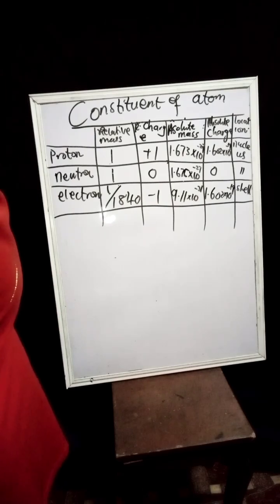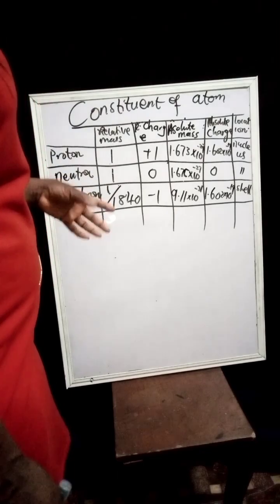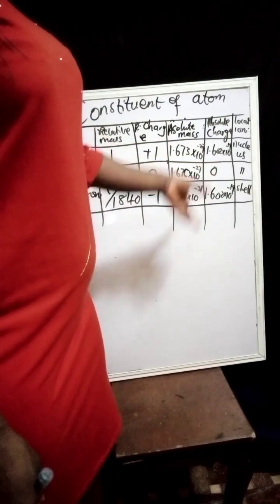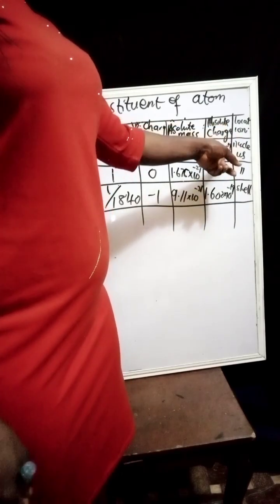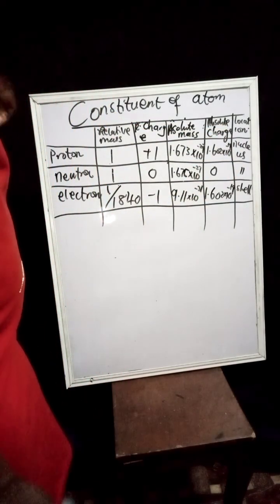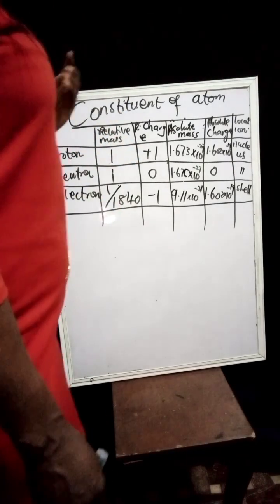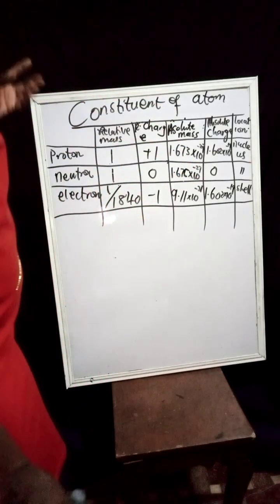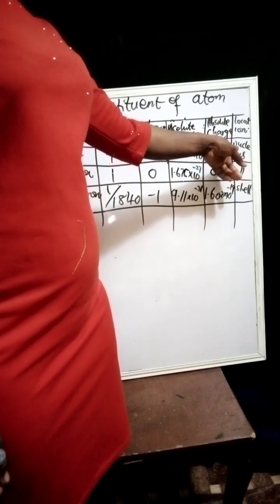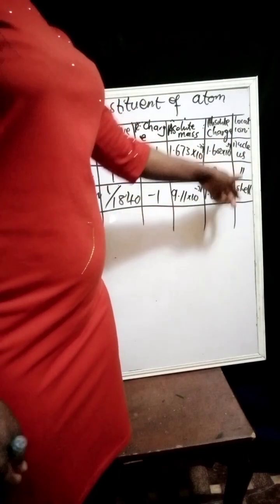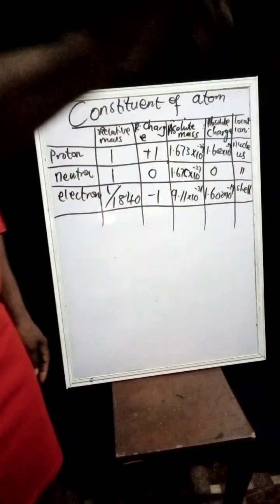Then when it comes to their absolute charge, the absolute charge of the proton and that of the electron are the same. That is 1.602 times 10 to power negative 19. But the absolute charge of the neutron is 0 because we said it has no charge. Then the position where you can find them, we already said that protons are located at the nucleus, the same as the neutron, but electrons are at the shell because we said they revolve around the shell.